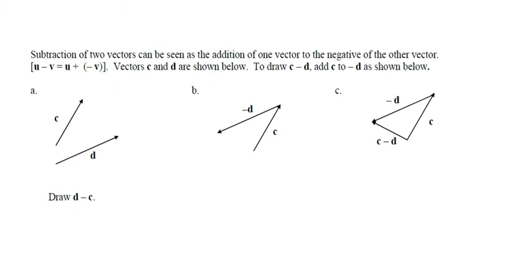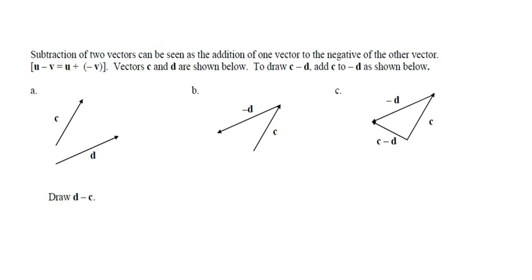Short period. Subtraction of two vectors can be seen as the addition of one vector to the negative of the other vector. So if we want to do u minus v, we can do u plus negative v. So we're still going to add, but we're just going to change the direction of the second vector we're adding. Vectors c and d are shown below. To draw c minus d, we're going to add c to negative d.